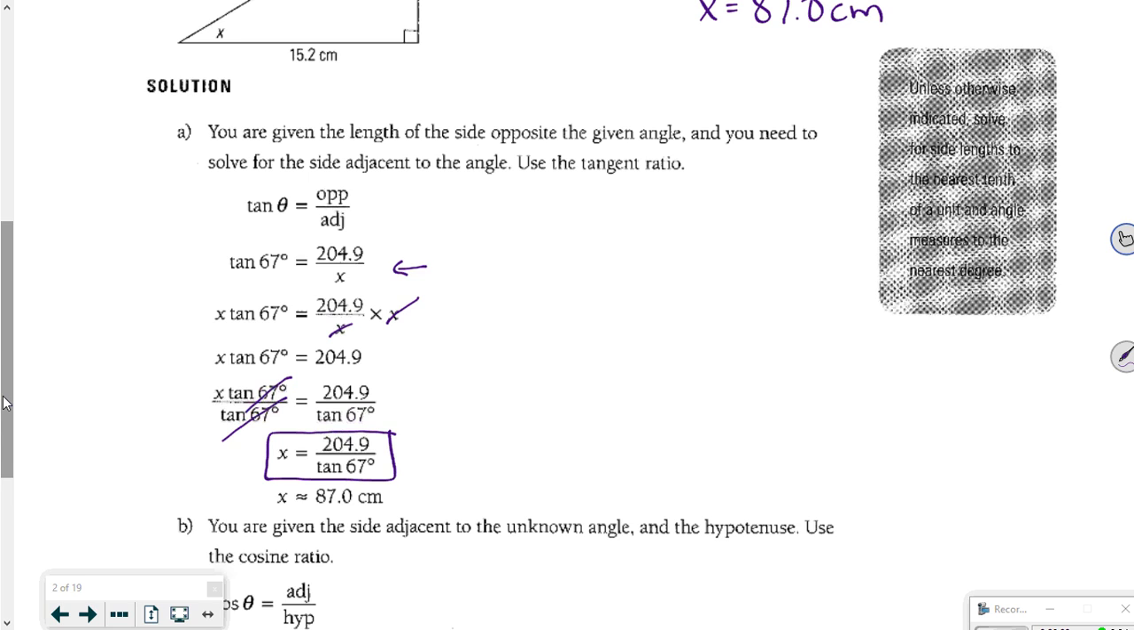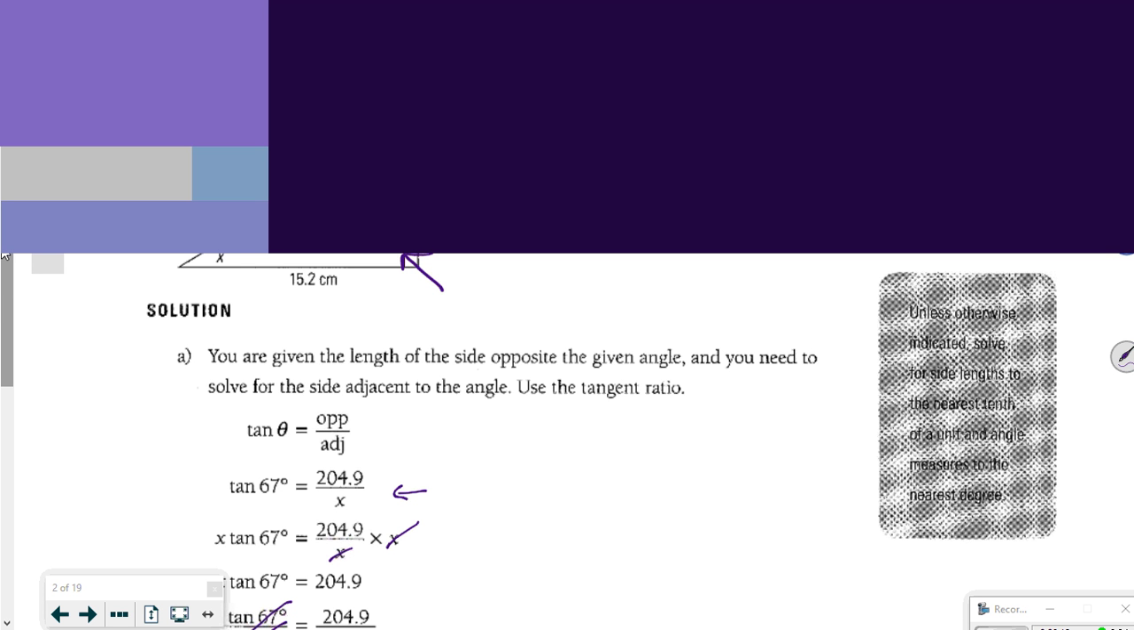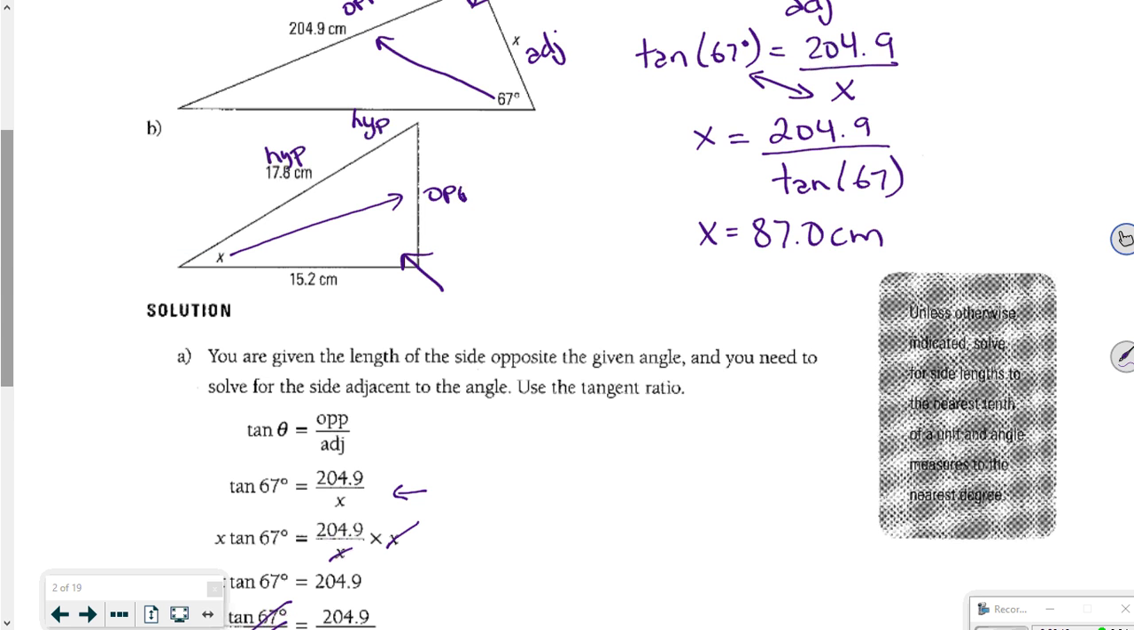Okay, part B is the second triangle. If we label that second triangle, the side across from the right angle is the hypotenuse. The side across from the angle that we're looking at is the opposite, which makes the third side the adjacent. In this case, we have hypotenuse and adjacent. So we want to use a formula that has hypotenuse and adjacent in it, which is our cos formula. And so that's what they do down here.